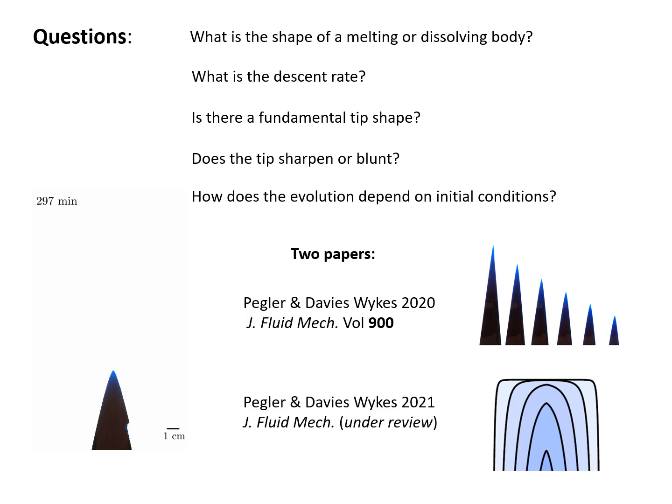And finally, how does the evolution, and the kinds of scaling relationships that one might derive for the melt time or dissolution time, depend on the initial shape? This talk is going to review two papers, one of which was published earlier this year in the Journal of Fluid Mechanics, and the other is currently under review.